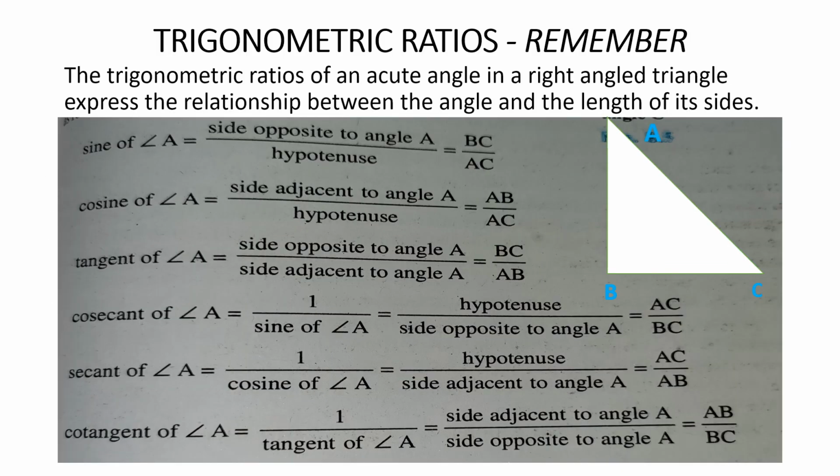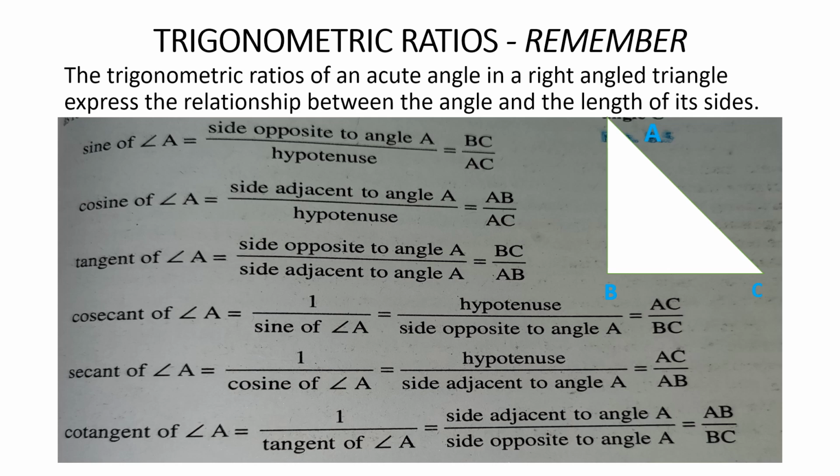To start with, we need to remember some important trigonometric ratios. The trigonometric ratios of an acute angle in a right angle triangle means suppose you have a right angle, the other two angles will be acute angles. So you can define the trigonometric ratios for the other two acute angles. It expresses the relationship between the angle and the length of its sides. There are 6 such ratios.